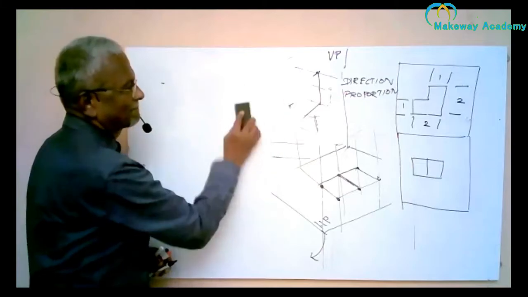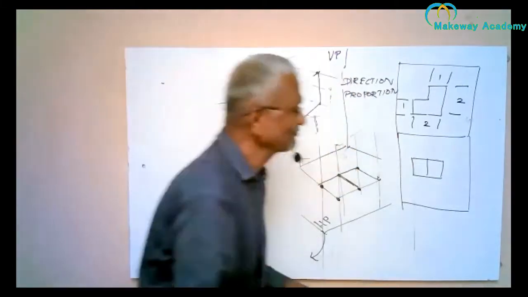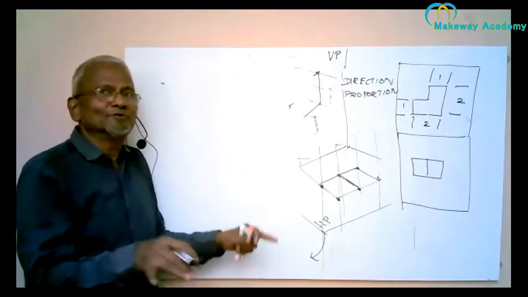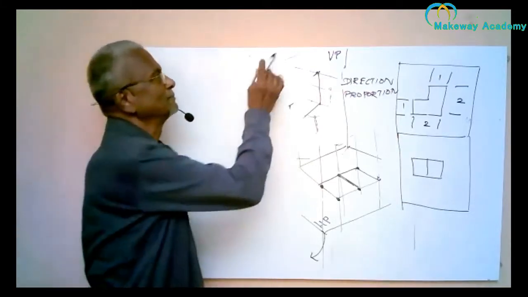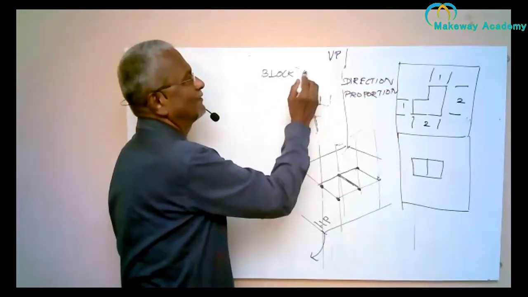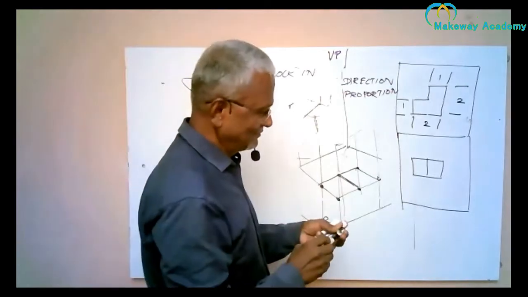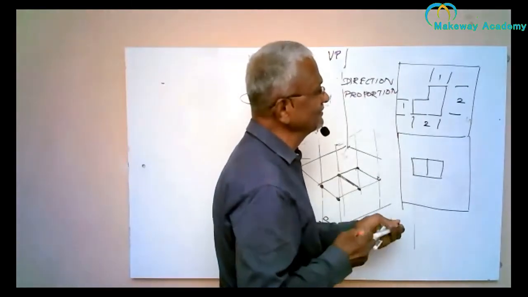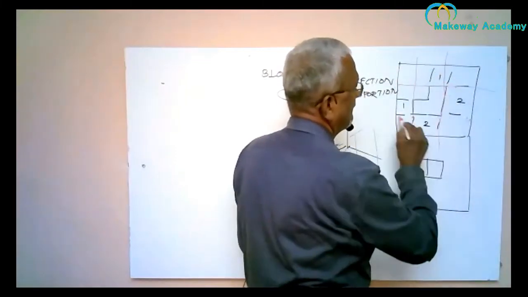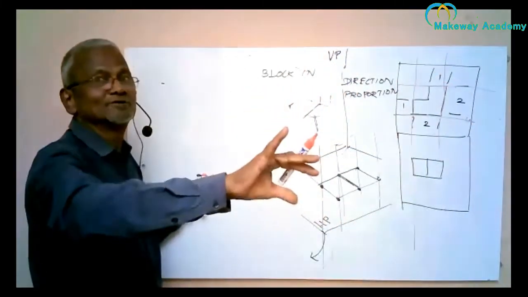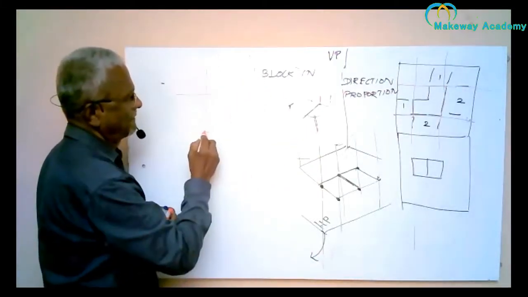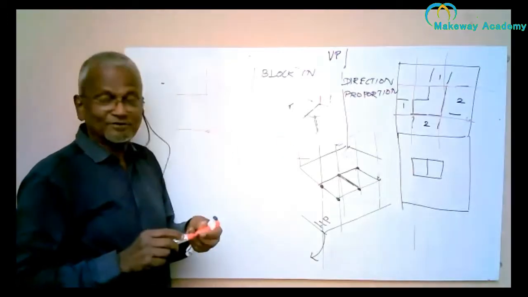So how do I do it? I'm going to draw the views. First I block in the views. We use the term blocking. So what is blocking? Blocking the views. I have to block in the figure. How do I block in? I have to construct a 2 by 2 square. So this is a 2 by 2 square. So I have blocked in.